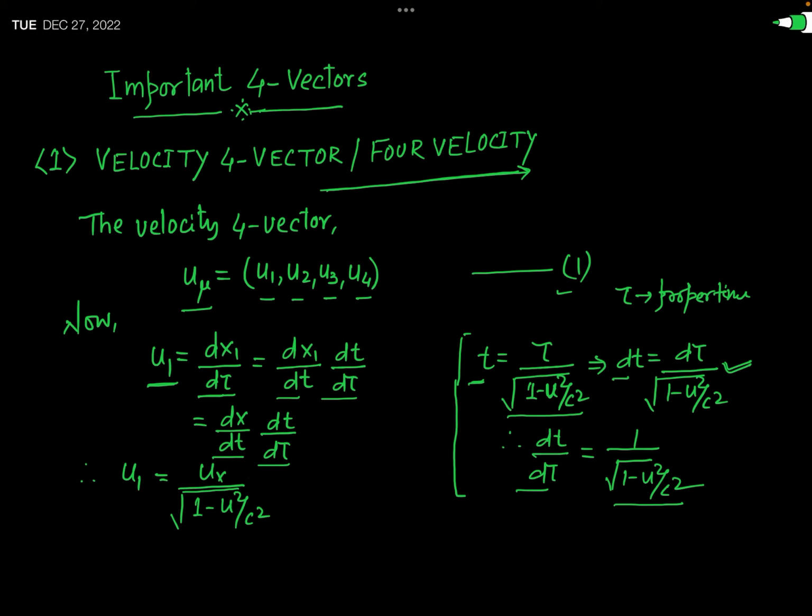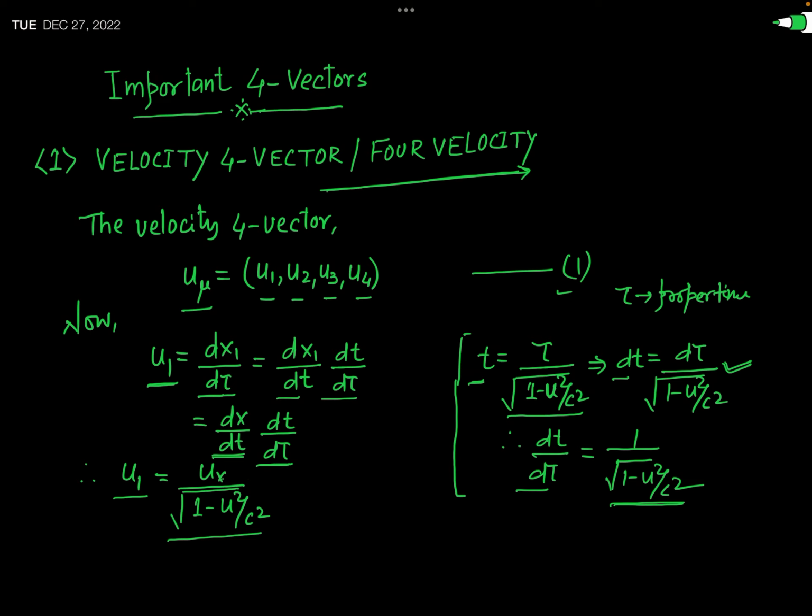So for this factor dt by d tau, we can write 1 over root over 1 minus u square by c square. And this dx by dt, you know, this is actually the x component of velocity, and this is denoted by the symbol ux. So simply you can say that the first component of velocity 4 vector can be expressed as u1 equal to ux over square root of 1 minus u square by c square. In fact, in the similar manner, you can also find u2, u3 and u4. You have only changed these subscripts.